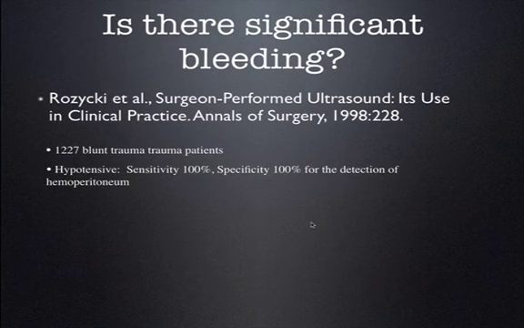Is there significant bleeding? If you have a patient who presents to you hypotensive and the cause for their hypotension is a hemoperitoneum, then studies show in all likelihood you're going to be able to detect that. In this study done by Rosecki in 1998, they had 1,227 blunt trauma patients. Of this cohort, the ones that were hypotensive and had hemoperitoneum, the sensitivity and specificity was 100% for detection of hemoperitoneum. So what I'm trying to say is if the person is bleeding in the abdomen and this is the reason that they're hypotensive, in all likelihood you're going to be able to see it on a FAST exam.